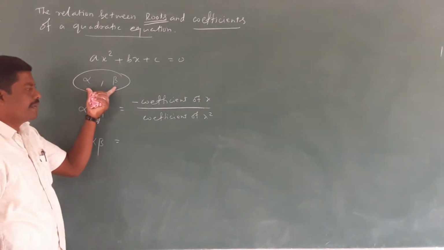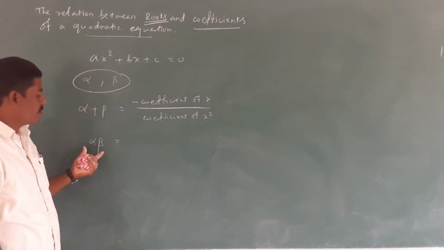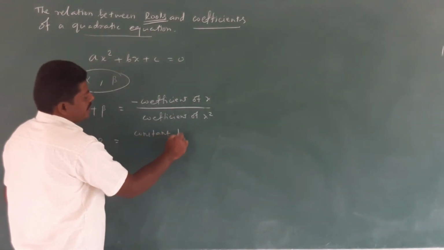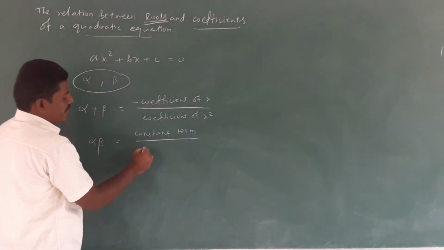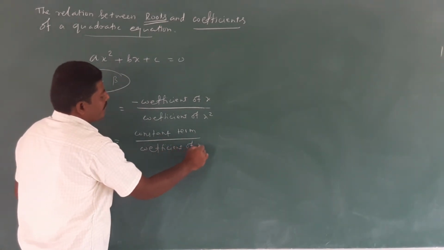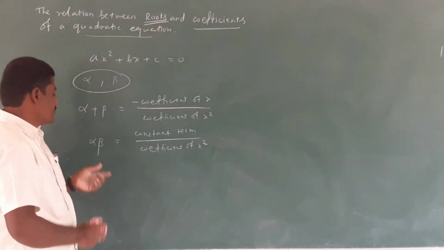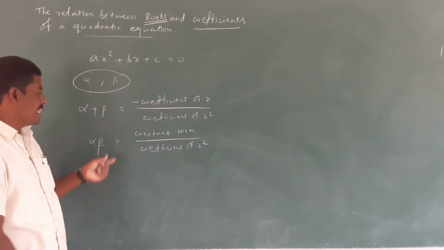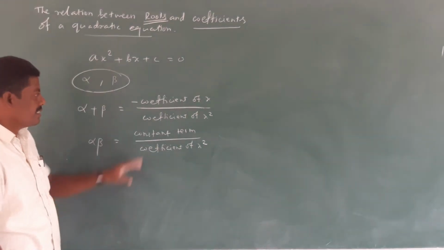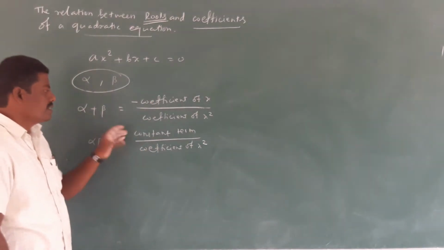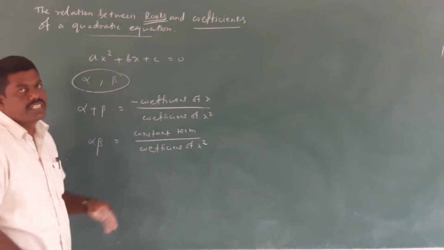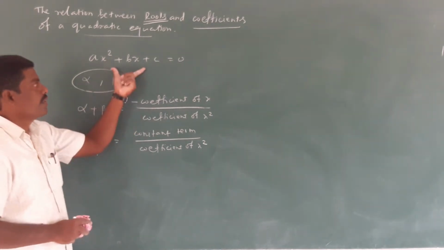Product. I am going to multiply both the roots. Product of roots is equal to constant term divided by coefficient of x square. Understand? So I want the product of roots means I can equate for constant term divided by coefficient of x square. These are the coefficients. These are the roots. So these are the relations between roots and the coefficients of a quadratic equation.